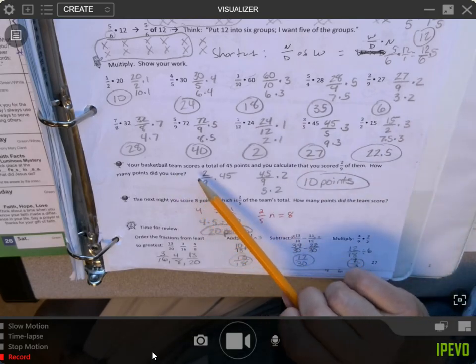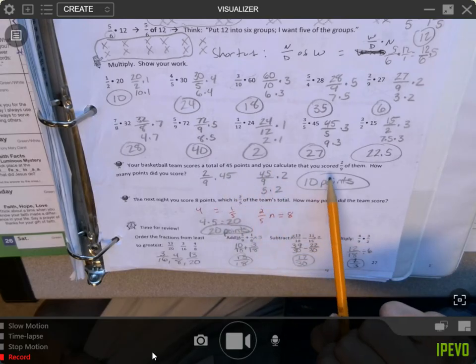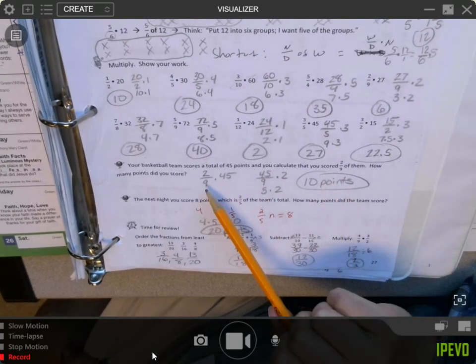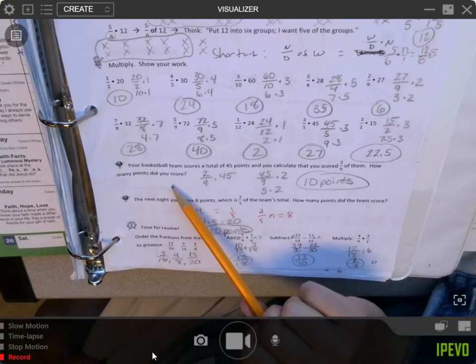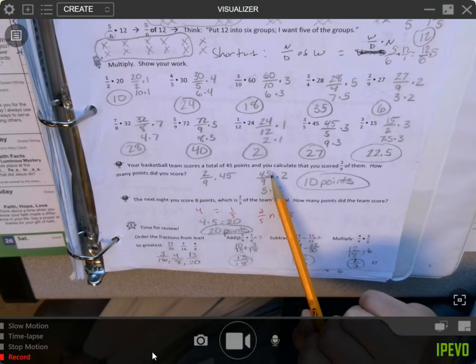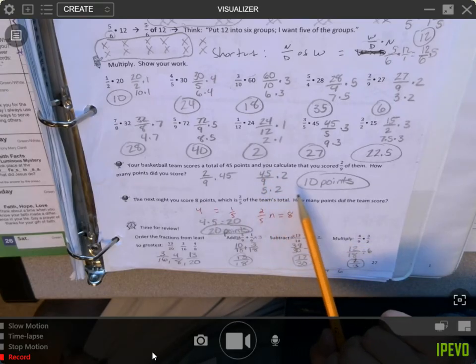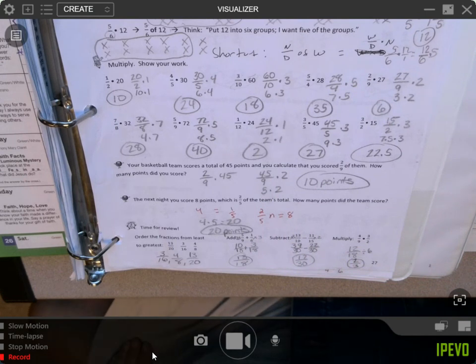Now, your basketball team scores a total of 45 points, and you can calculate that you scored 2/9 of them. How many points did you score? So we want 2/9 of 45. Flip it around. 45 divided by 9 is 5. That 5 times 2 is 10 points.